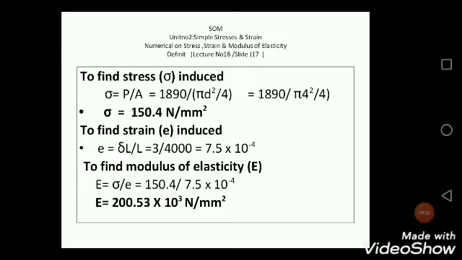Next, to find strain e induced. Strain is equal to change in length delta L divided by original length L, is equal to 3 divided by 4000, we get e is equal to 7.5 into 10 raised to minus 4. So to find modulus of elasticity, E is equal to sigma divided by strain. So we get modulus of elasticity is equal to 200.53 into 10 raised to 3 newton per mm square. So this is the 6th problem.